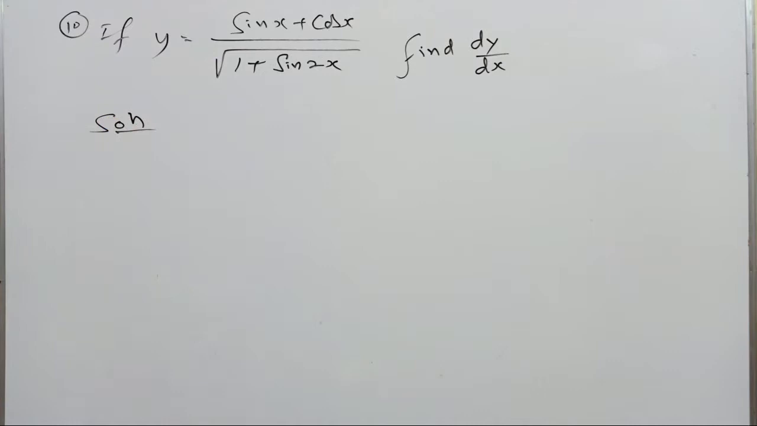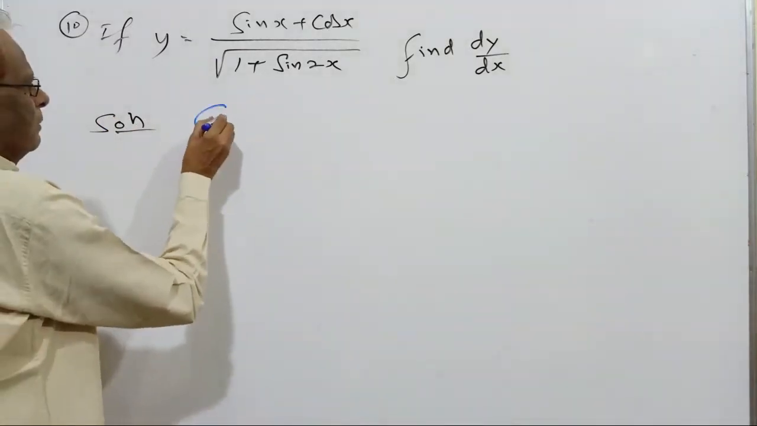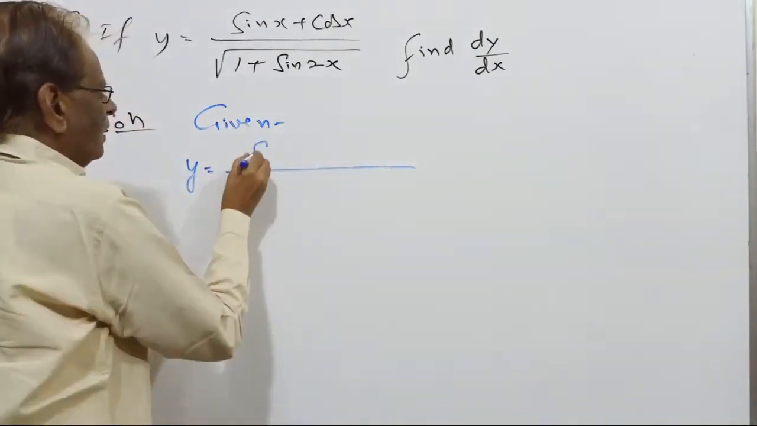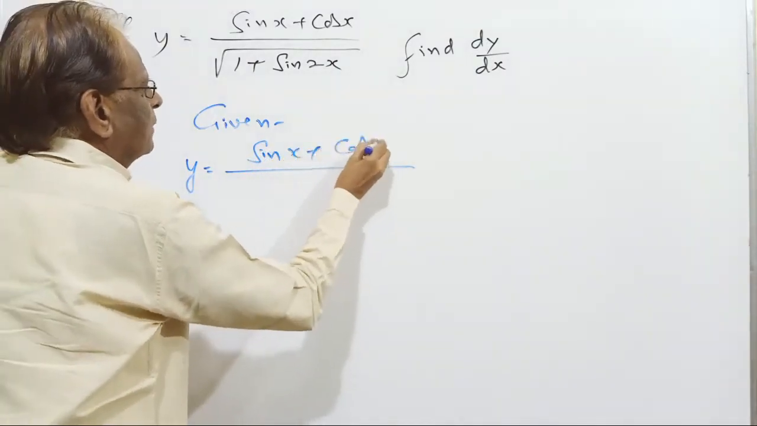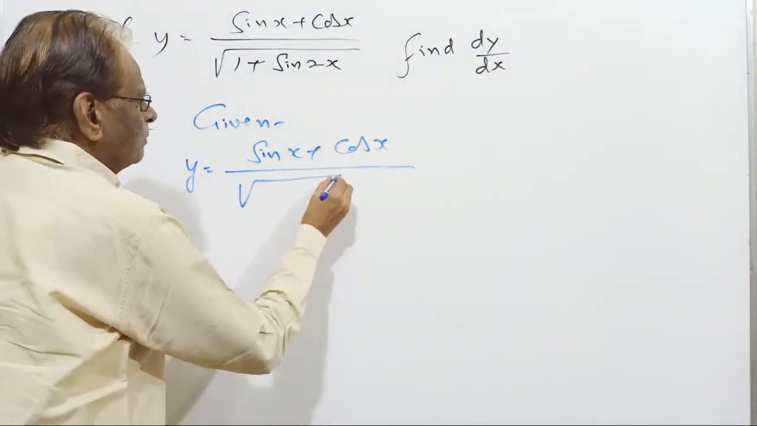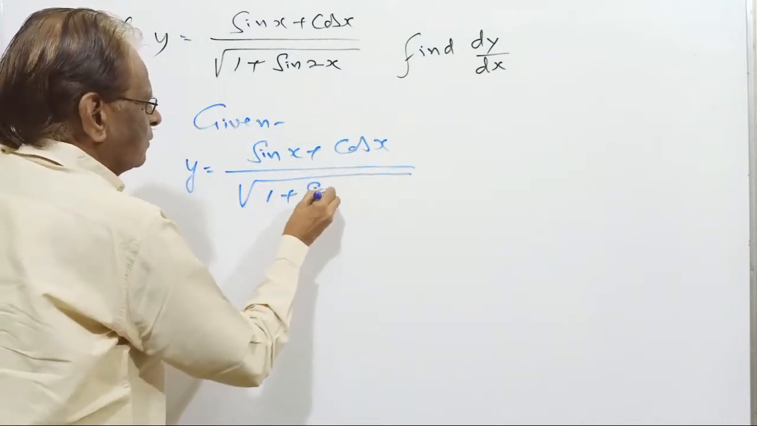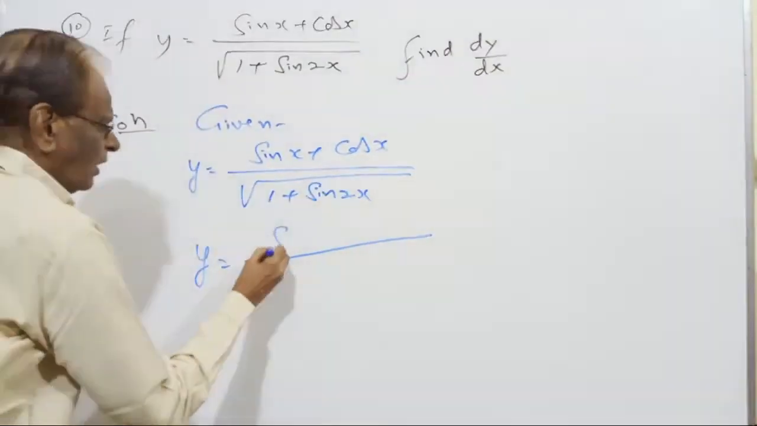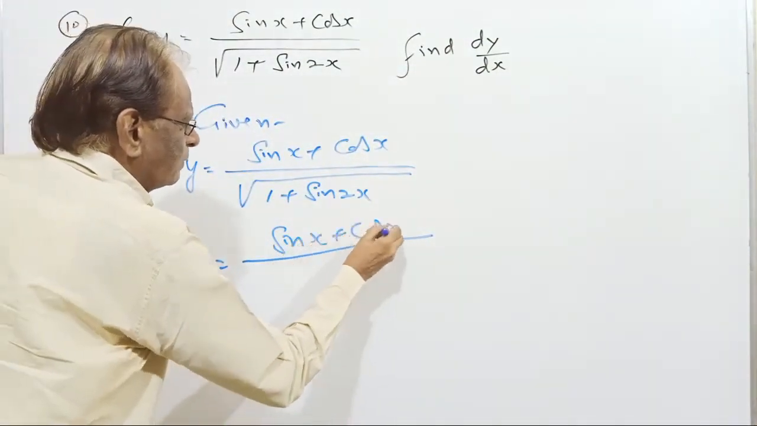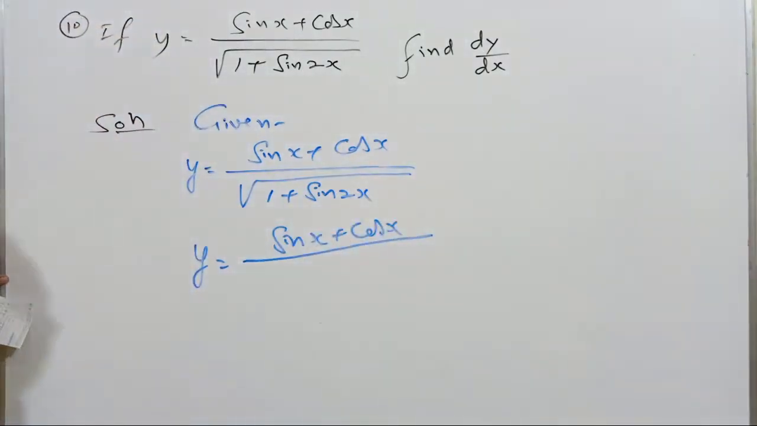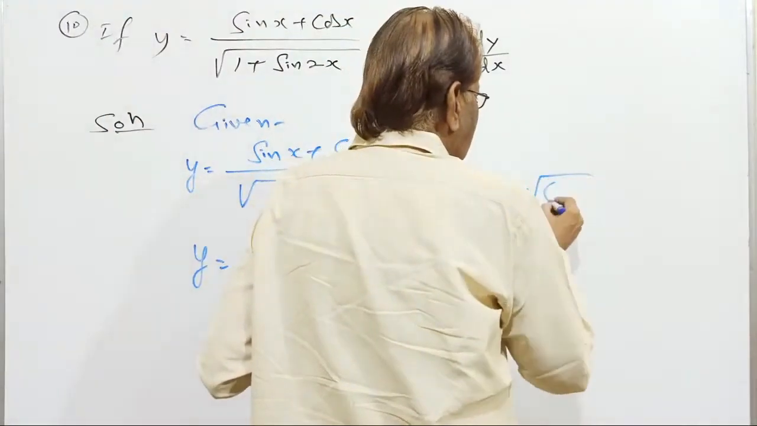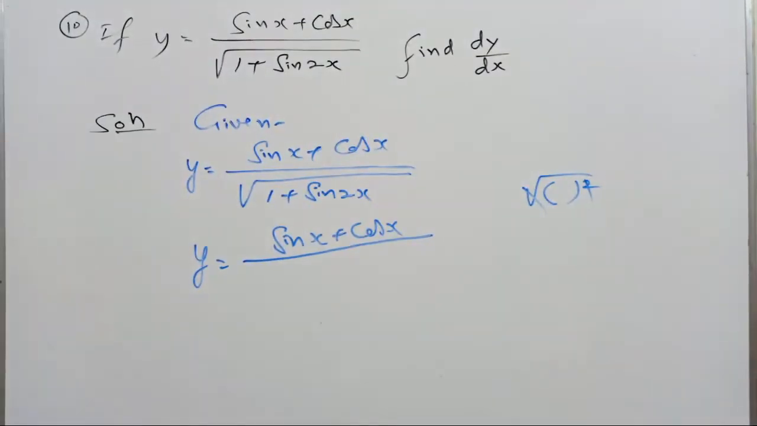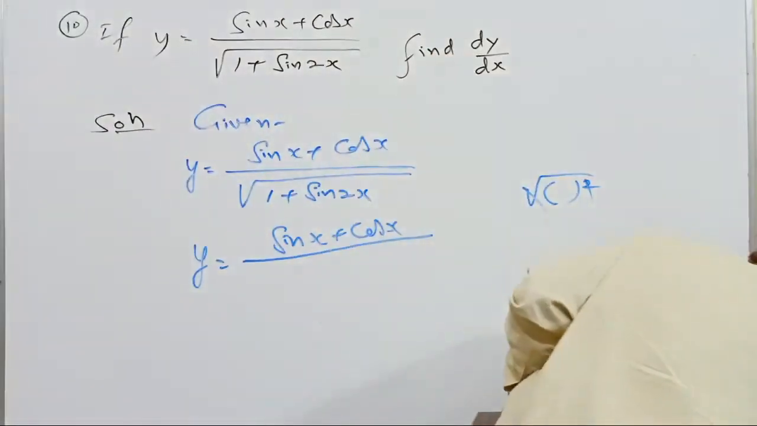Given y equal to sin x plus cos x by root of 1 plus sin 2x. To remove the root, make the inside a perfect square, so that the square root cancels. Root inside, make perfect square.